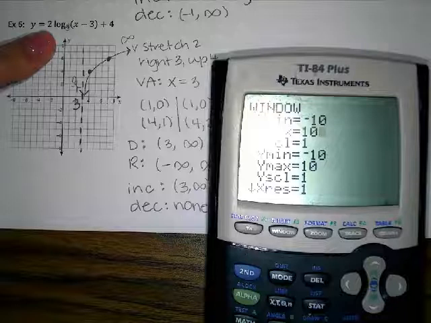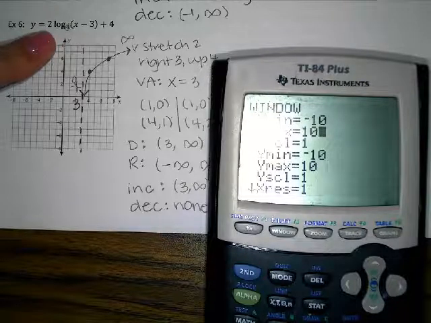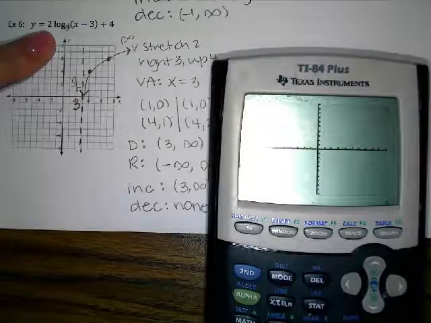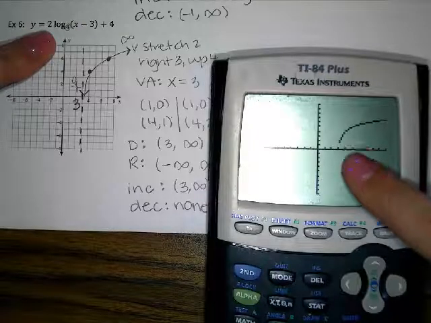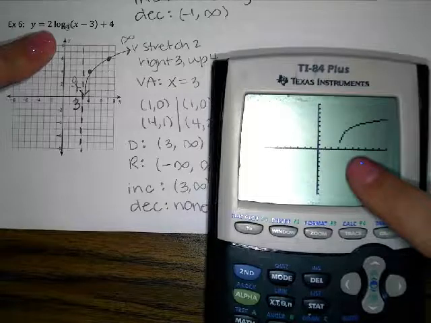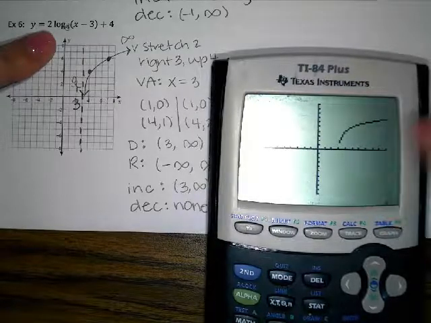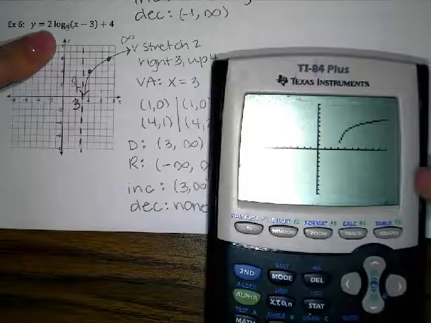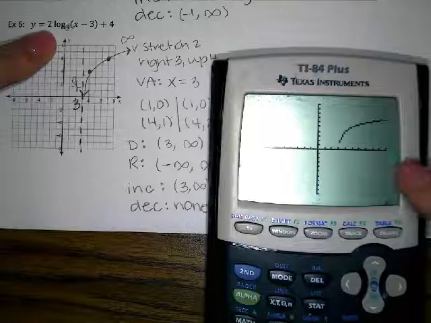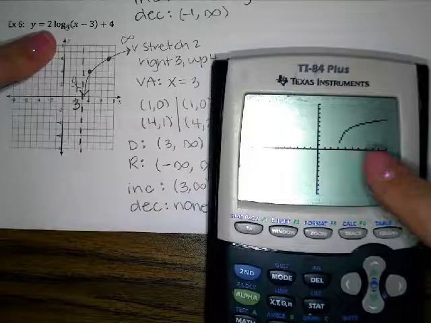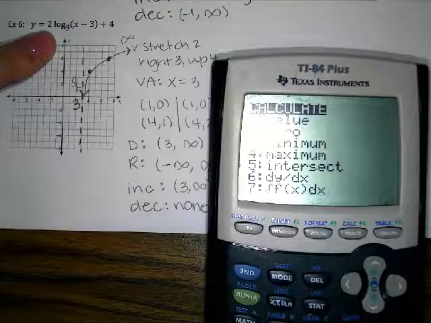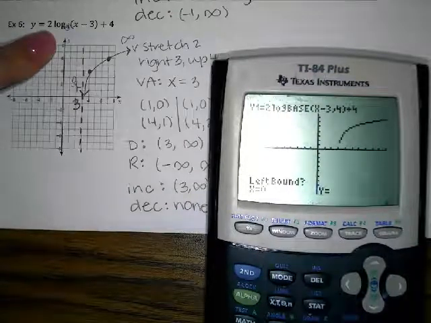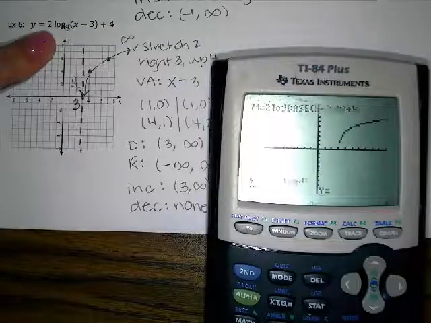Now it looks like it doesn't cross the x-axis. Does that mean that it doesn't cross the x-axis? Nope, that's not what it means. It's just the calculator struggling. So I'm going to do second trace, option number 2. What should I use for my left bound and right bound? 0 to 10. 3.063.